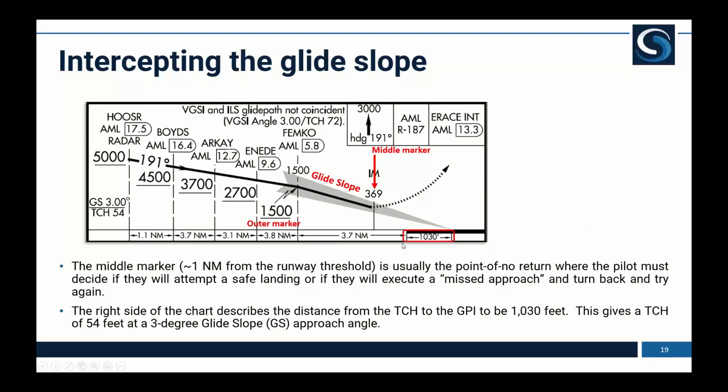The right side of the chart describes the distance from the TCH to the glide slope point of intercept to be about 1,030 feet. Taking that information into account, it determines the TCH, or the threshold crossing height, to be about 54 feet at a 3-degree glide slope. So it tells you what the glide slope angle is here, the theta angle in the formulas. This is also something that is determined by our software. As you can see, we did the same calculation for this example in our software. So you can confirm that, or if you don't have access to an aeronautical chart, you can ask the tool to tell you this information.